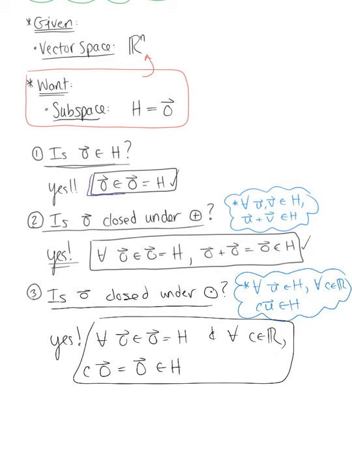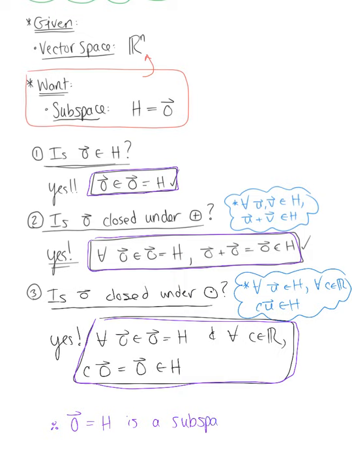And so, since all three conditions are met, the zero vector belongs to the subspace, the subspace is closed under addition, and the subspace is closed under scalar multiplication. Therefore, the zero vector, which is our H here, is a subspace of Rn. Woohoo!